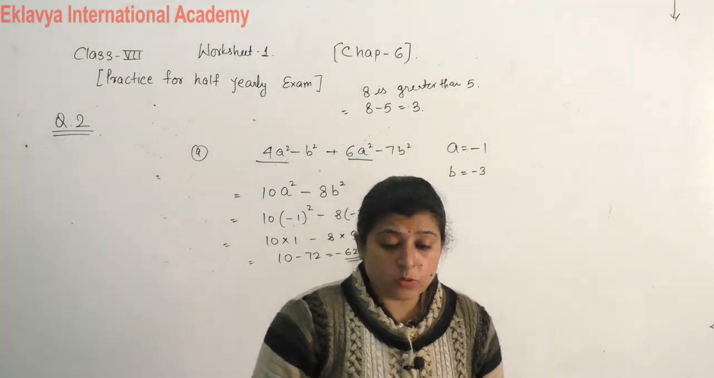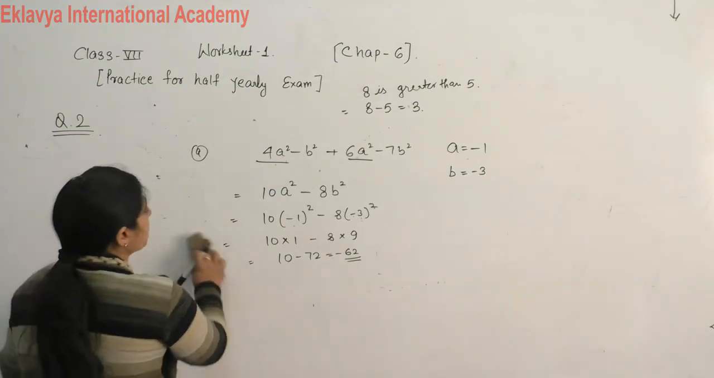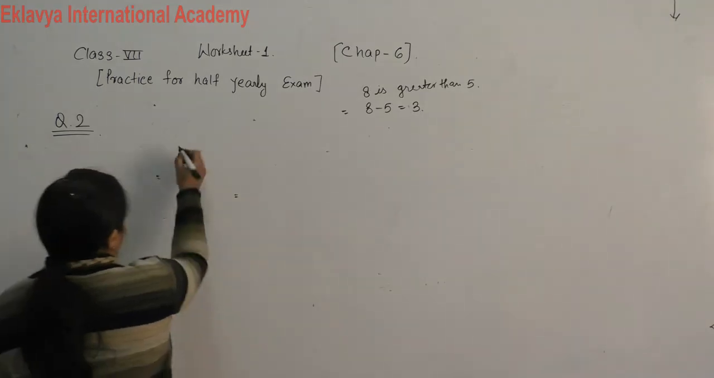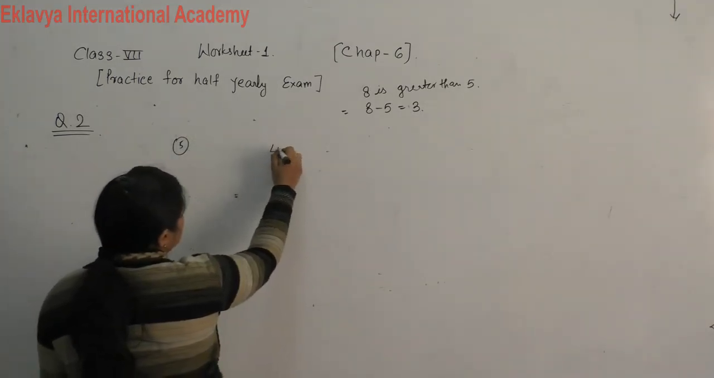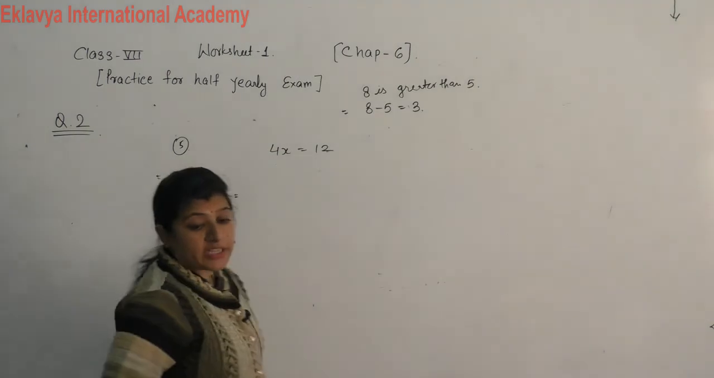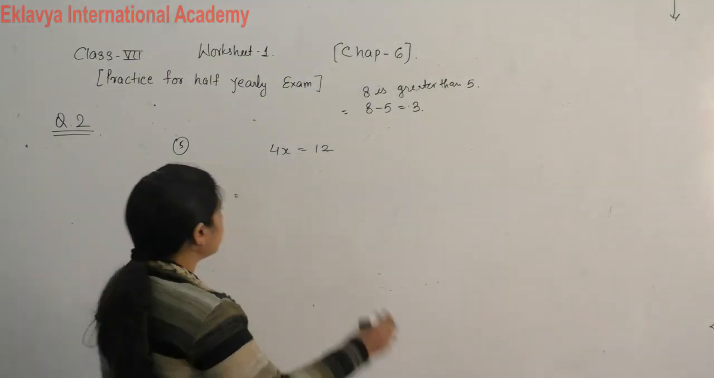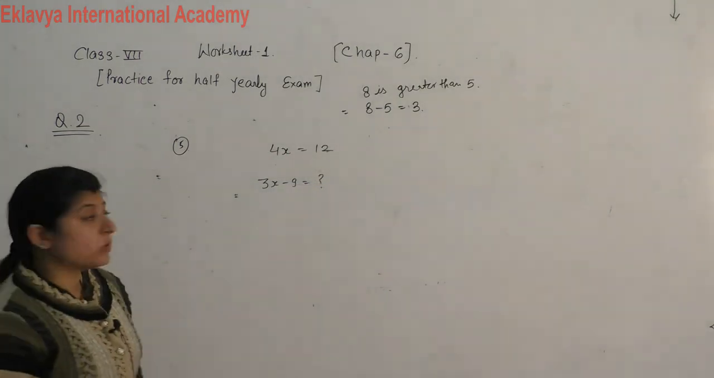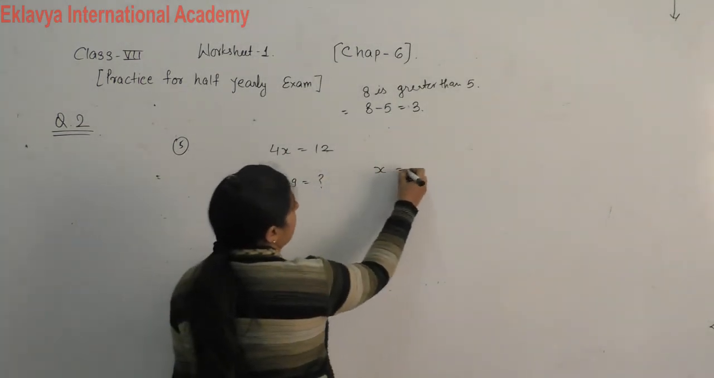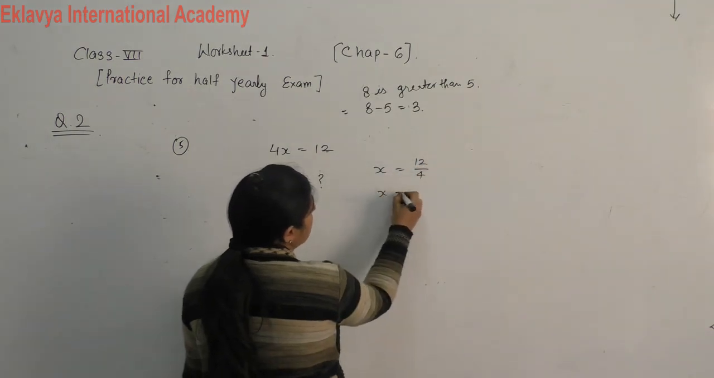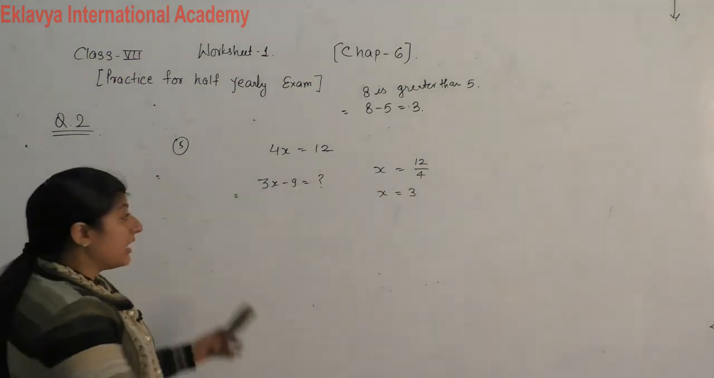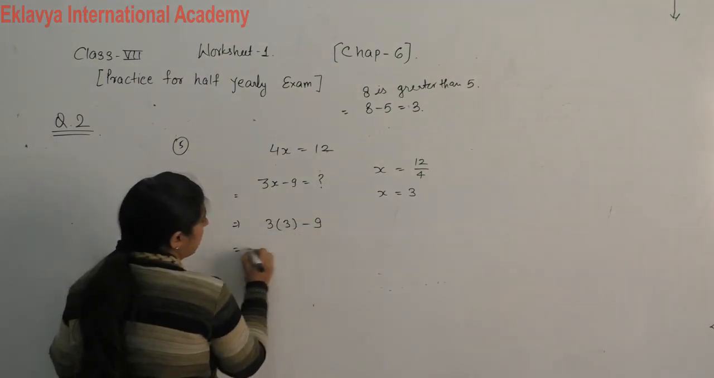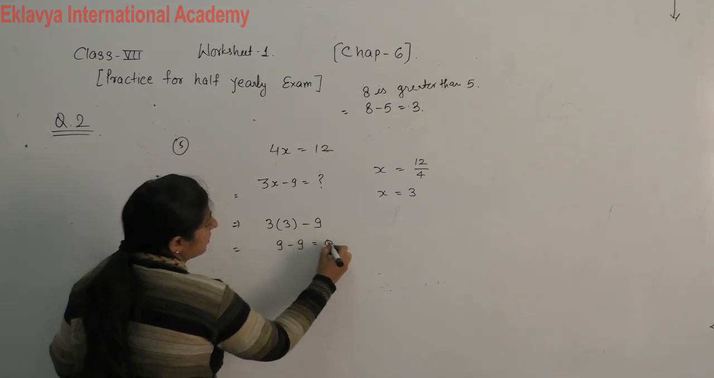Next question, question number 5 in your worksheet. If x is the root of this equation, 4x is equal to 12, then find the value of 3x minus 9. What will we do? Firstly, we solve this equation. x is equal to 12 by 4, x is equal to 3. Now put the value here: 3 into 3 minus 9, that is 9 minus 9 is equal to 0.